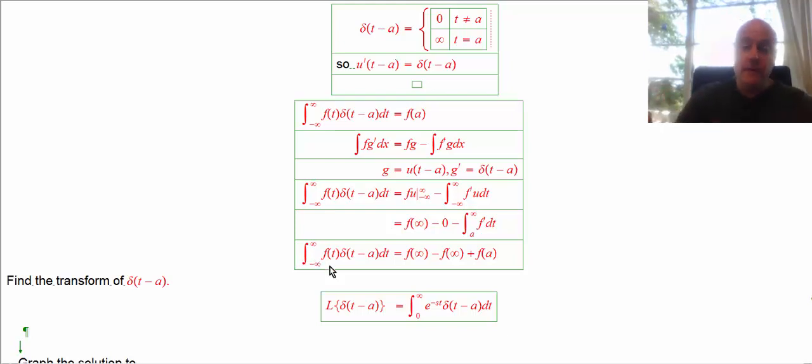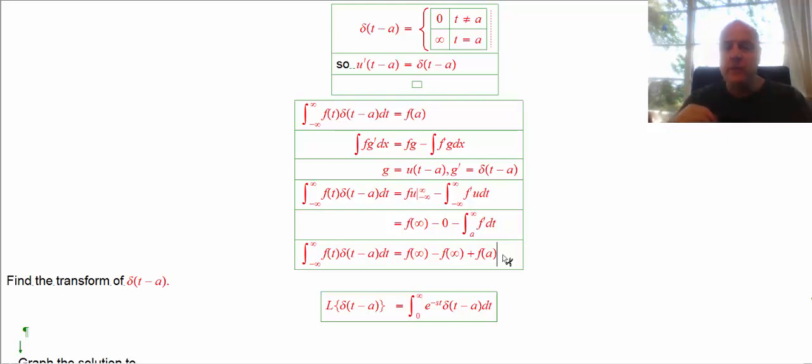And I end up proving what we wanted to prove: that the integral from minus infinity to plus infinity of a function times the Dirac delta function is just equal to that function evaluated at the time at which the spike happens.